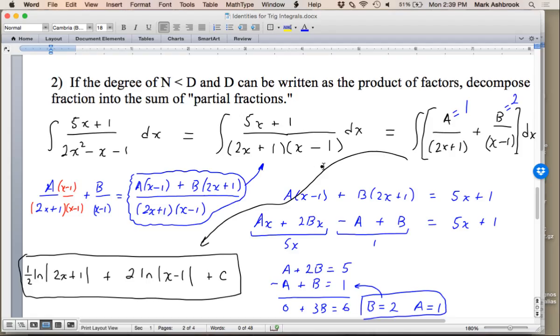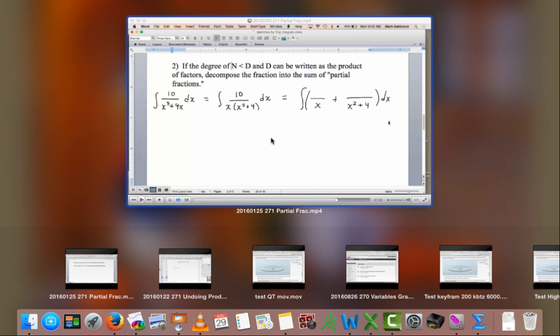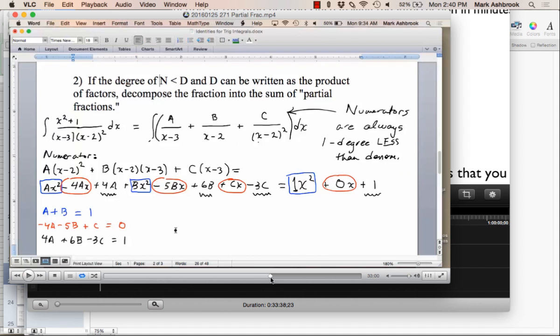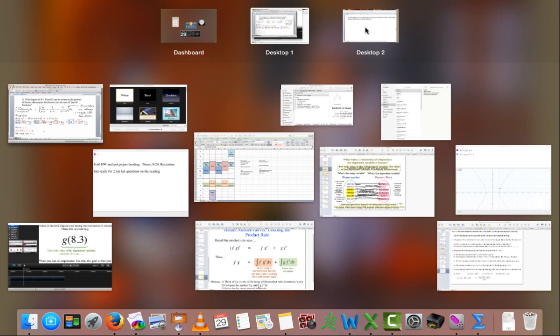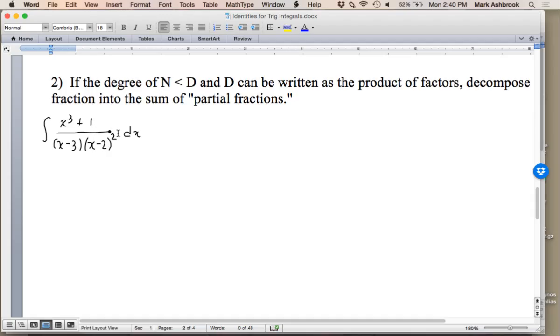All right, so let's try a more complicated one here. x squared plus 1 over x minus 3, x minus 2 quantity squared.